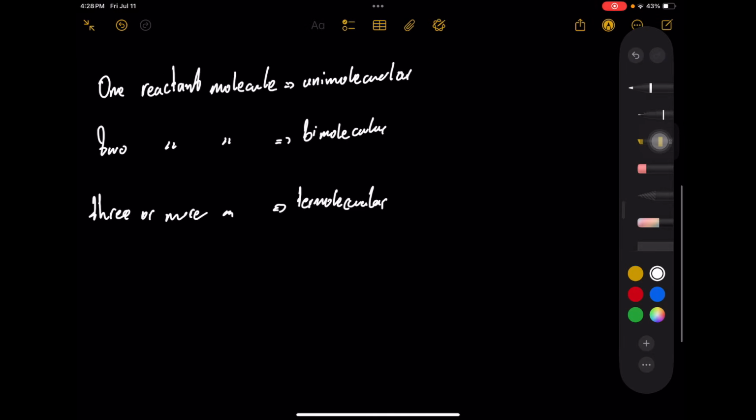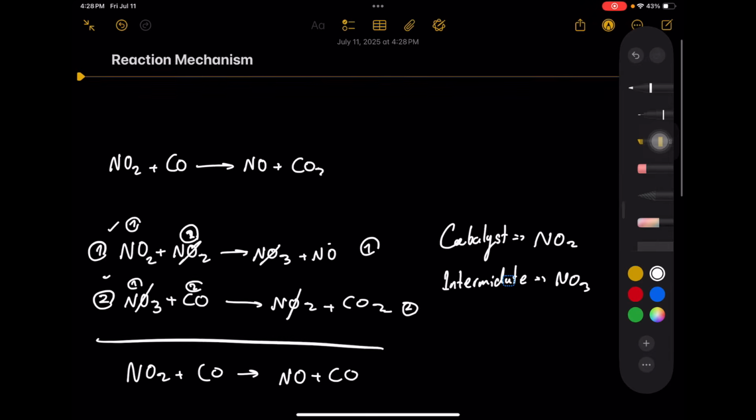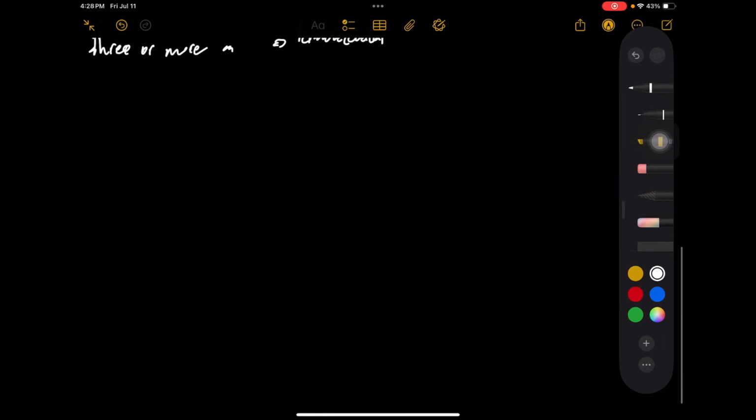There are three criteria that we have to consider for any mechanism. One is that the elementary steps must add up to the overall balanced equation. Second, the elementary steps must be physically reasonable, because each is either unimolecular or bimolecular. Third, the mechanism must correlate with the experimental rate law. This is obvious. And now let's get into the rate laws and elementary steps.